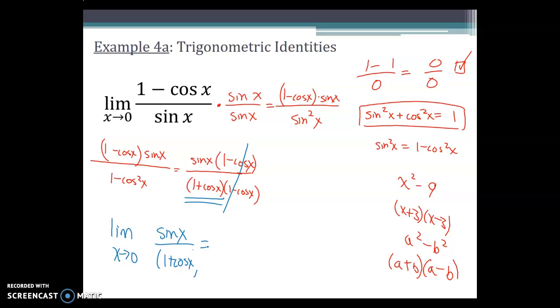What's the sine of 0? Well, the sine of 0 is 0. What is the cosine of 0? Well, the cosine of 0 is 1. How does that differ? Well, now we get 0 over 2, which is 0. Hooray, we did all this work just to prove that the limit of this thing is 0.